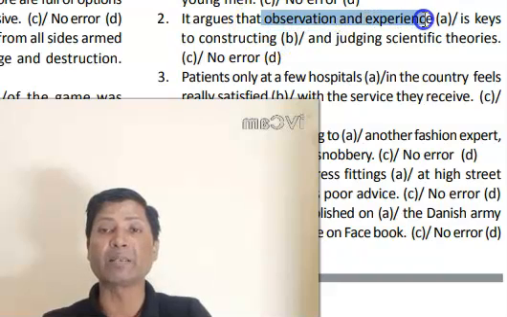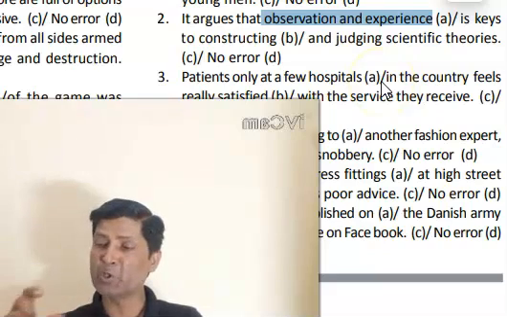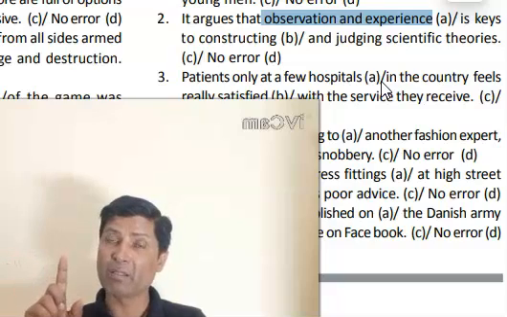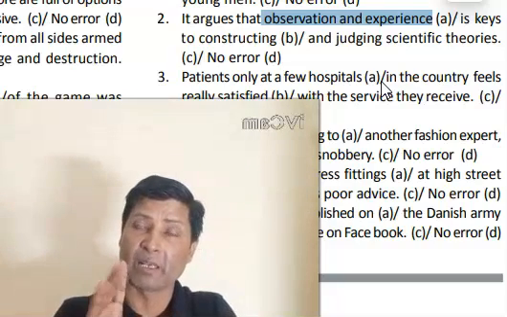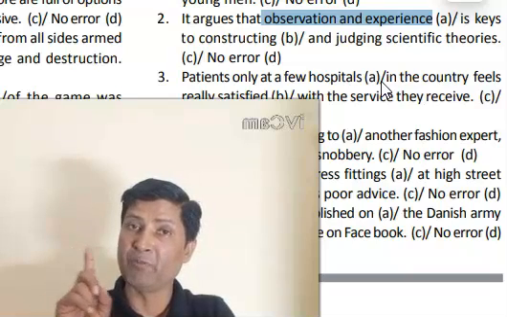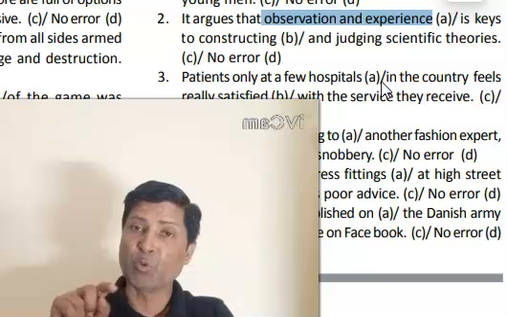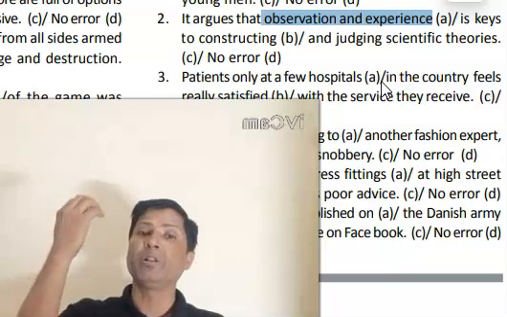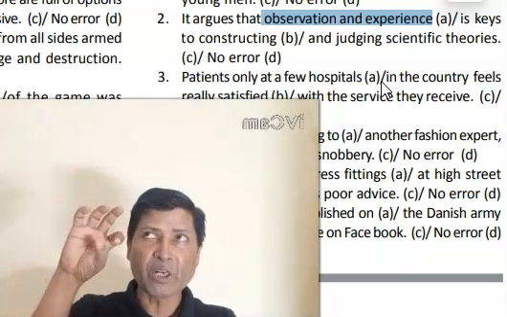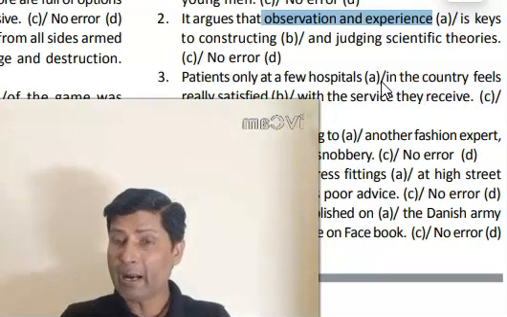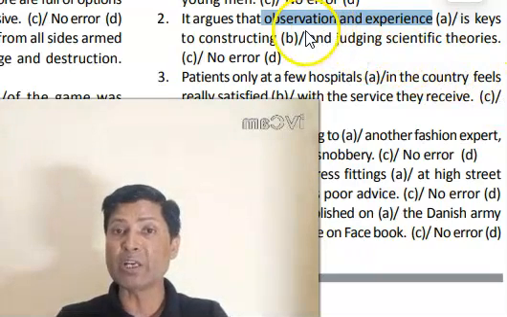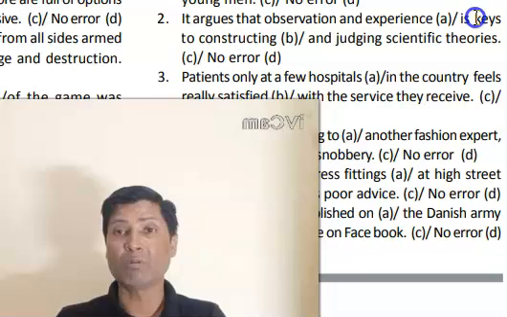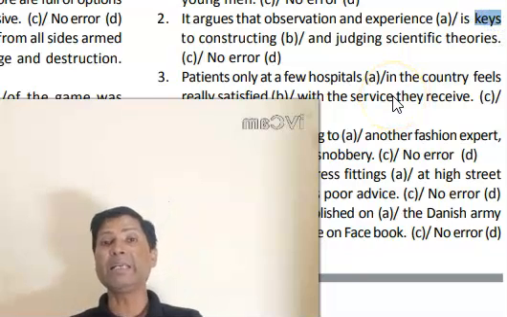Observation and experience. So here observation and experience are connected with "and," and we know that when two nouns are connected with "and," the verb is plural, unless the two words are considered together, like the example of bread and butter. So what is here? Observation and experience. This is what is making the standard of the question high order, because you may not think in that context. Now, are these nouns observation and experience singular or plural? Answer is plural. How? These keys to constructing.